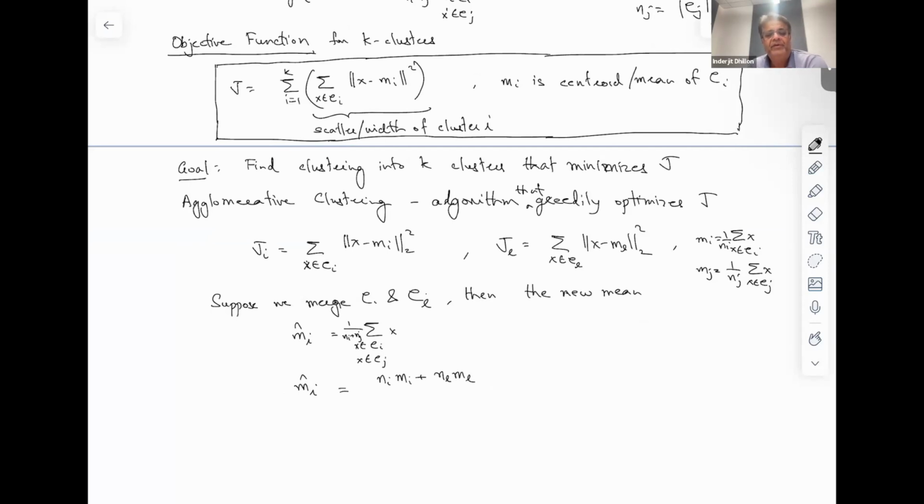So if you just think about it, this is now getting the summation of all the points. This part, Ni times Mi, is equal to the summation of all the x's, and Nl Ml is the summation of all the x's in cluster L. And the total number of points is Ni plus Nl. Okay, so that's the new mean.